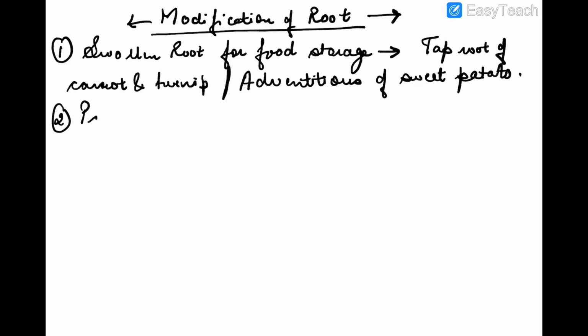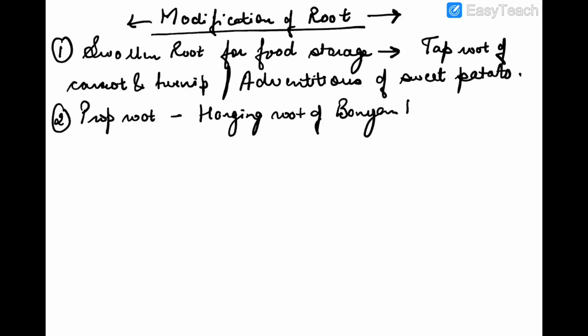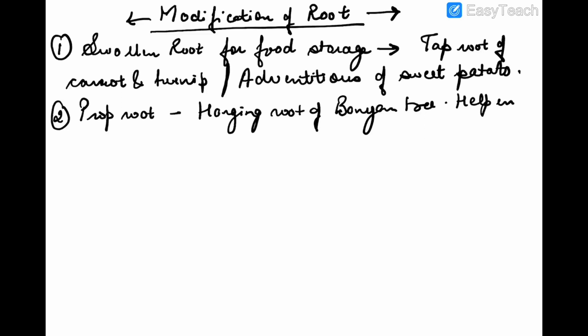Second is prop root. These are hanging roots of banyan tree, and these help in support of the banyan tree.